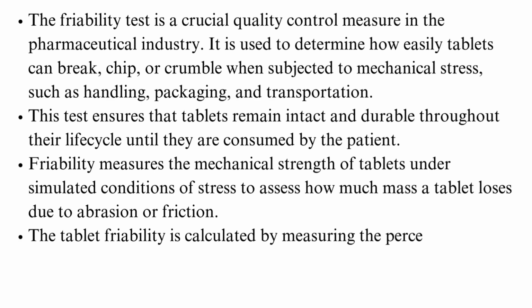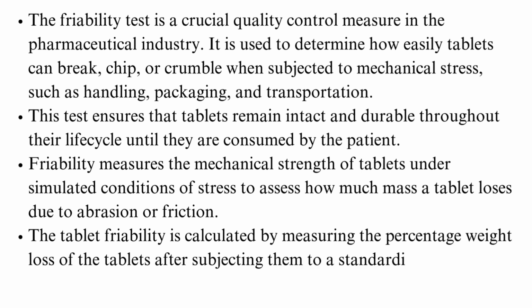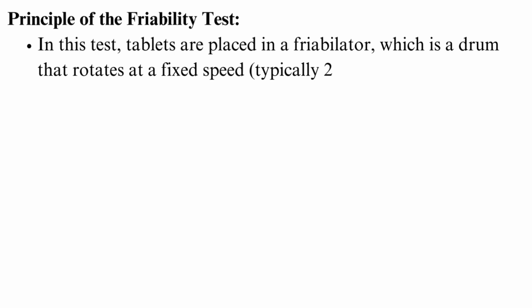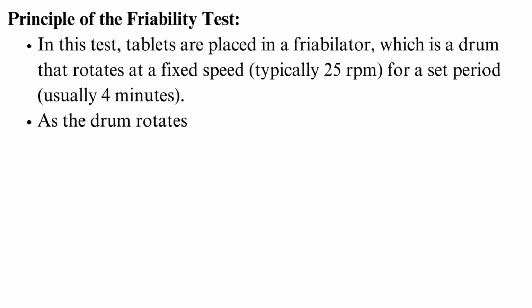The tablet friability is calculated by measuring the percentage weight loss of the tablets after subjecting them to a standardized tumbling and rotating action. Principle of the friability test. In this test, tablets are placed in a friabilator, which is a drum that rotates at a fixed speed, typically 25 rpm, for a set period, usually 4 minutes.